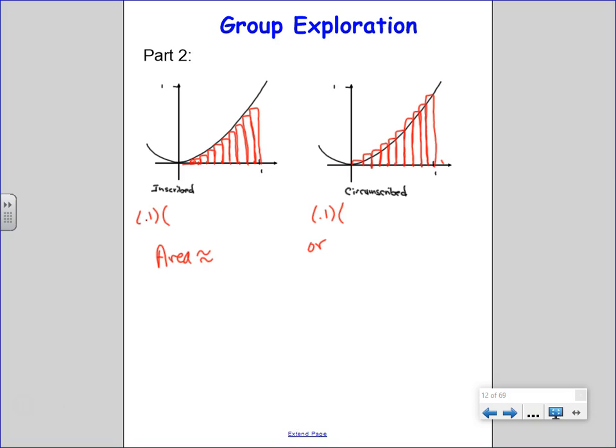Inscribed people, where are you starting? Let's get the A10. What's it? This would be 0.1 to the 10. No, it's going to be 0.1 squared. Okay, so x is... yeah, so the rectangle is x times y, right? So x is going to be 0.1, and y is going to be 0.1 squared.